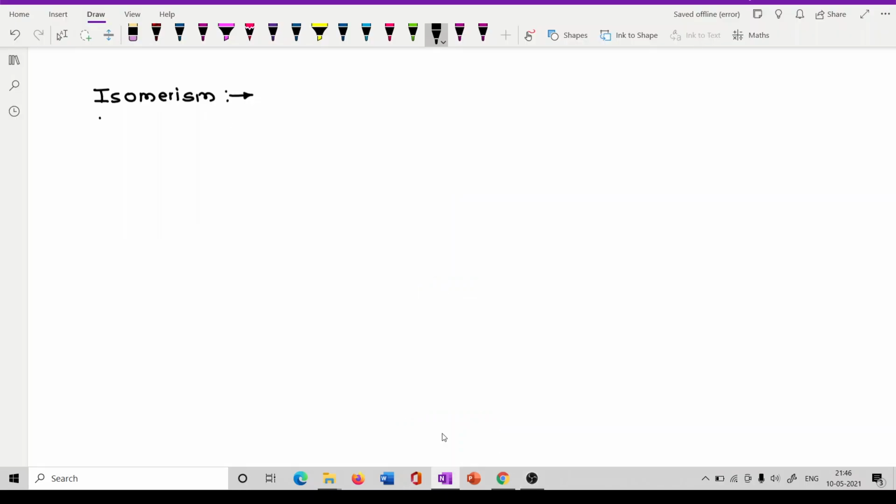Yes, good evening, friends. So today we are going to see the concept of isomerism. So what exactly is isomerism? Isomerism means the compounds having the same molecular formula but different structural arrangement. This phenomenon is called isomerism.